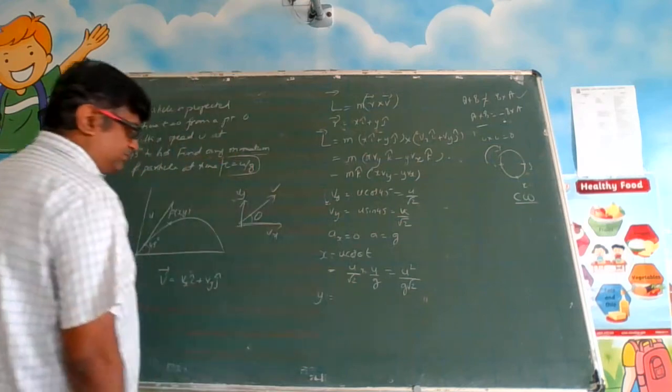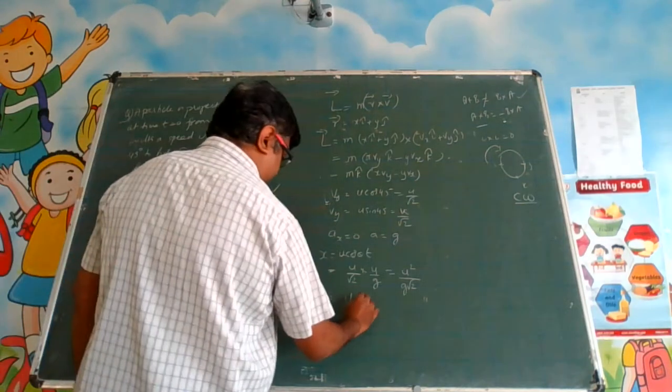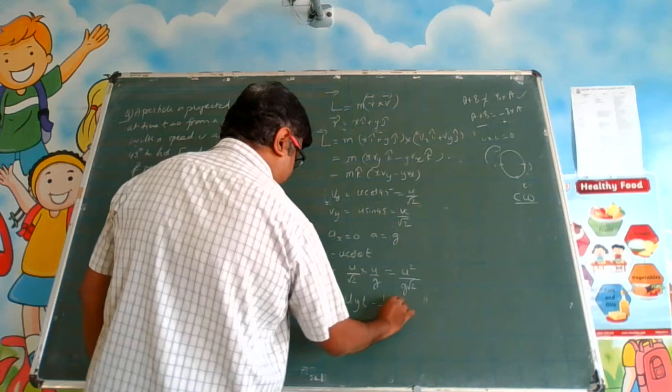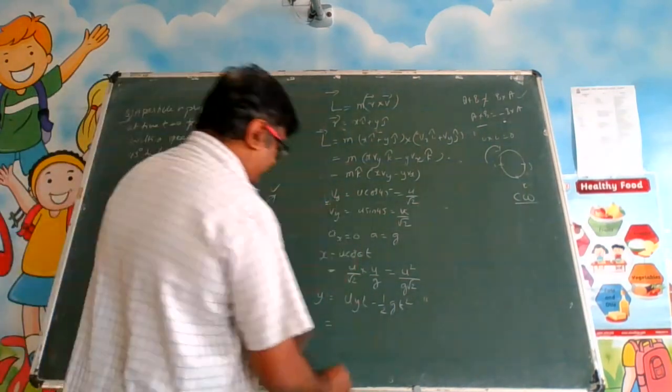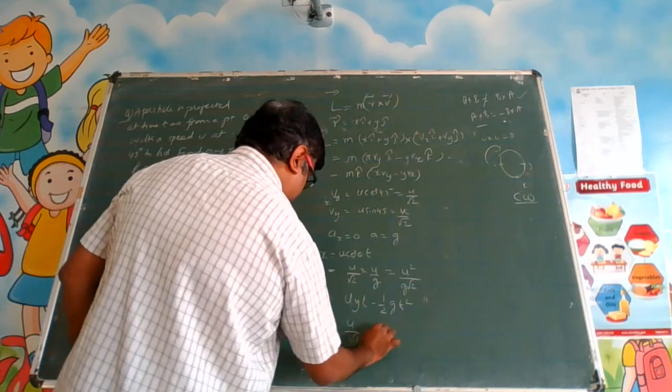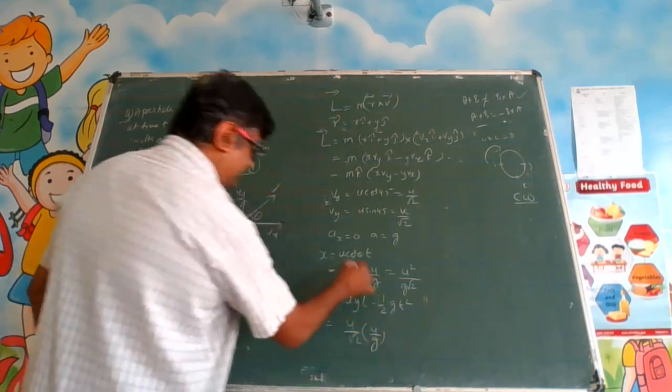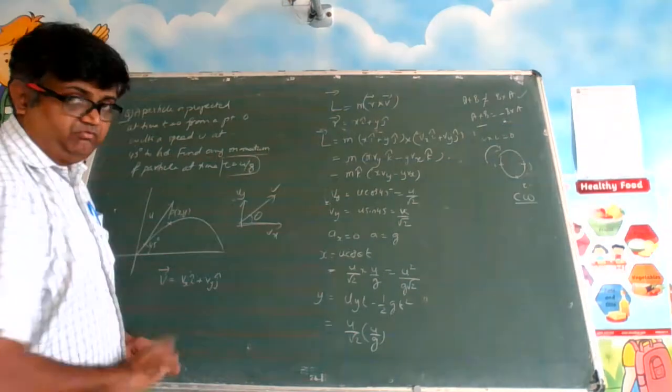Now come to y. So it is what? It is u by t minus half g t square, isn't it? Just work out. Uy is also u by root 2 into u by g, because time is given as u by g.